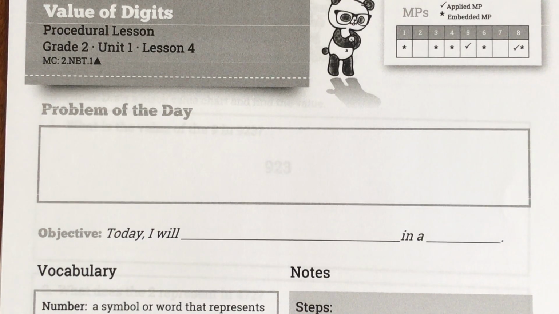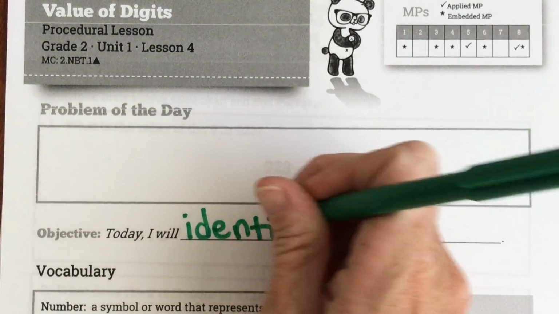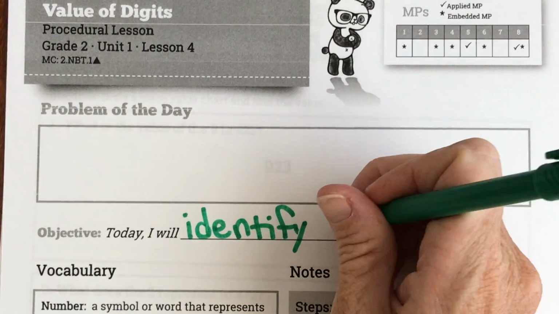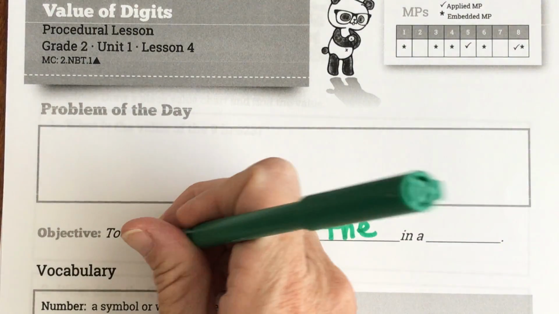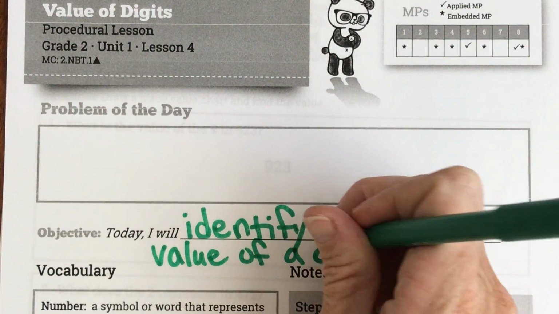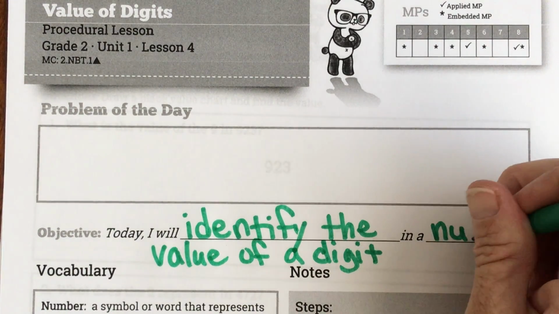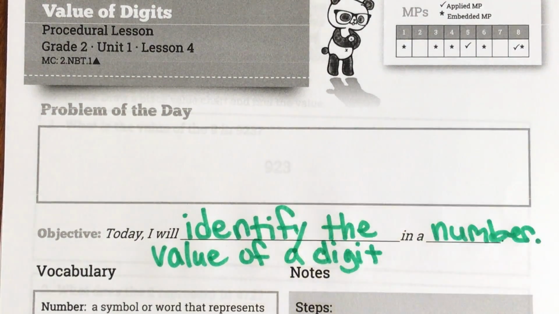Today we are on page 19 of your student journal, and our objective for the day is: today I will identify the value of a digit in a number. So it says, today I will identify the value of a digit in a number.